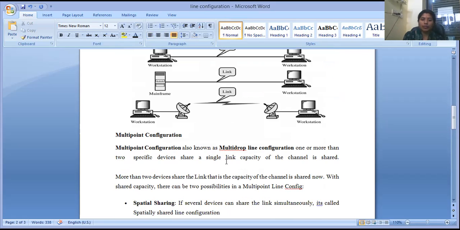Now, if we talk about the multipoint configuration, what is it? In multipoint configuration, the point basically refers to the nodes, systems, and workstations you are using here. Multipoint configuration is also known as multi-drop line configuration. More than two specific devices can share a single link; the capacity of the channel is shared. This sharing of the capacity of that particular channel is possible in multipoint line configurations.